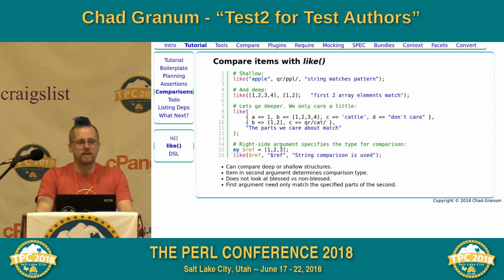You can also do a like on a deep structure. A like comparison is different than an is comparison in that it is relaxed. It'll only care about the things you ask it to care about. So if you do a deep comparison of an array with 4 items and an array of 2 items, it'll only check the 2 items it gave you, and it won't care that there's extra items in there. You can also deeply embed regular expressions in your comparison, and it'll just automatically treat those as, hey, I need to match against this. And once again, right-hand side defines what type of comparison it'll be.